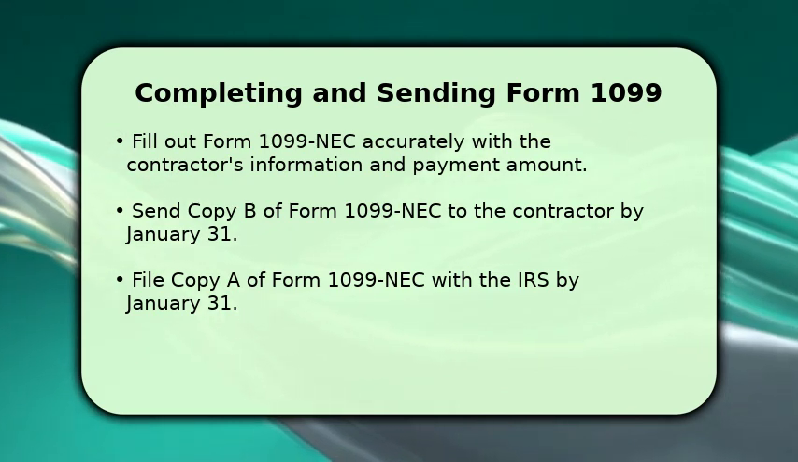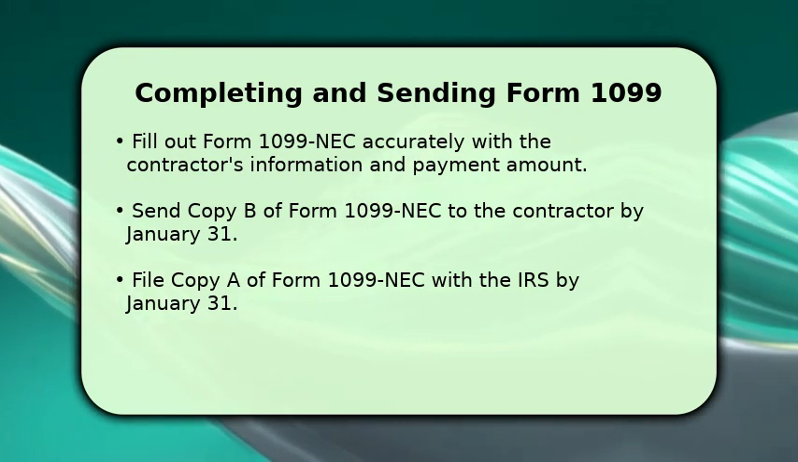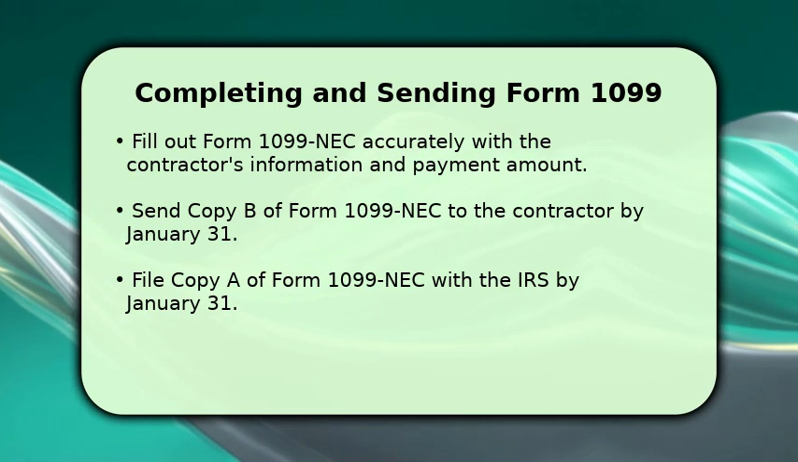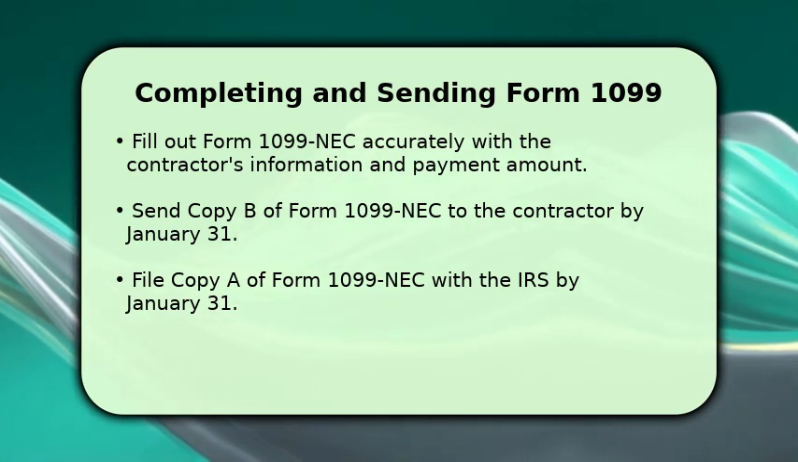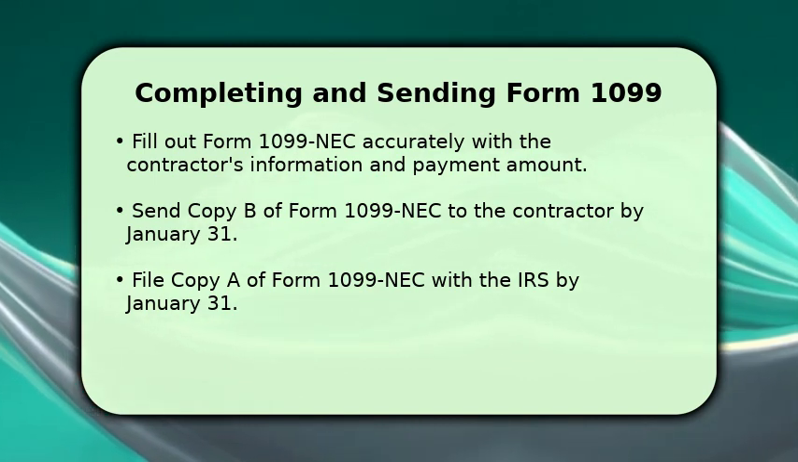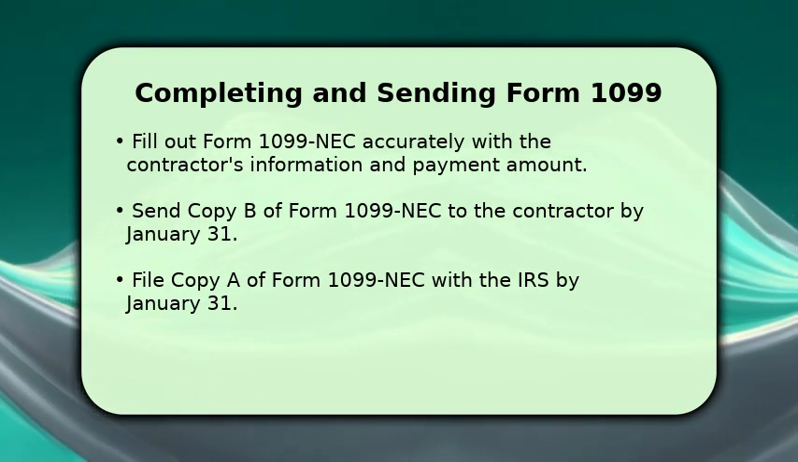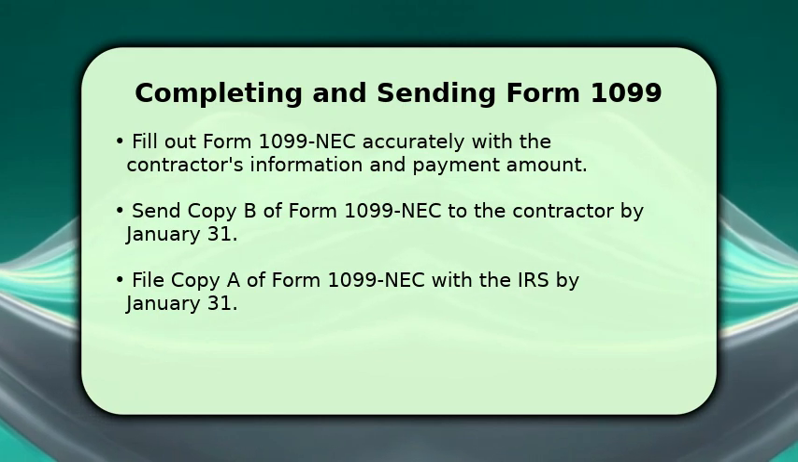You must send copy B of Form 1099 NEC directly to your contractor by January 31. Simultaneously, you need to file a copy of the same form with the IRS. This can be done electronically or by mail, ensuring both parties receive their copies promptly.